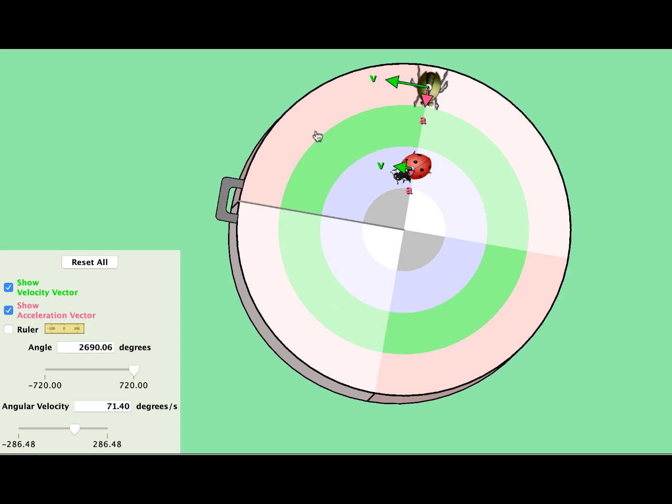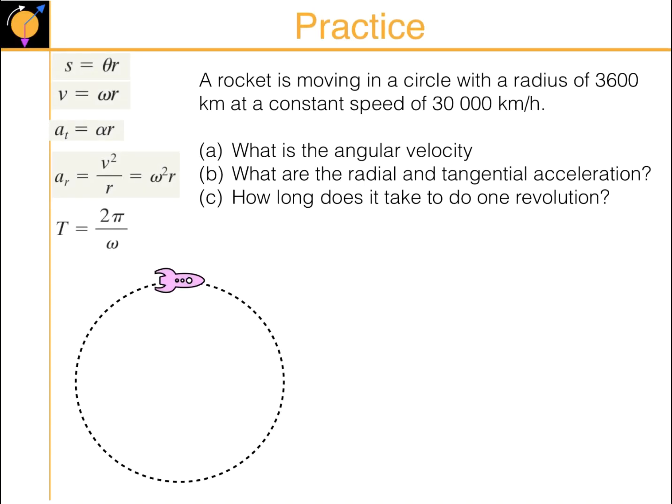So they're both rotating at the same angular speed, but this one is moving a lot faster than this one. And the acceleration of this one has to be larger than this one. It's further out and it's moving faster. It requires more acceleration. Let's do an example.